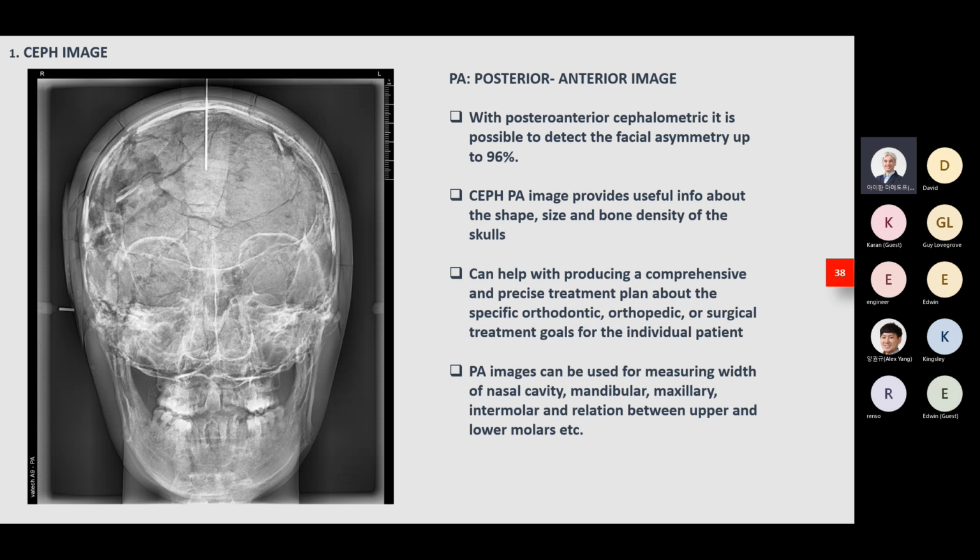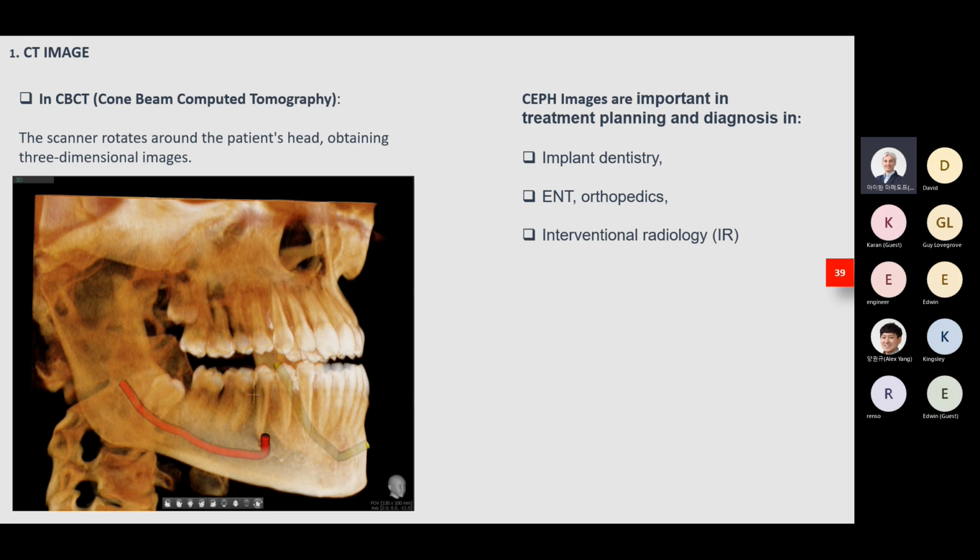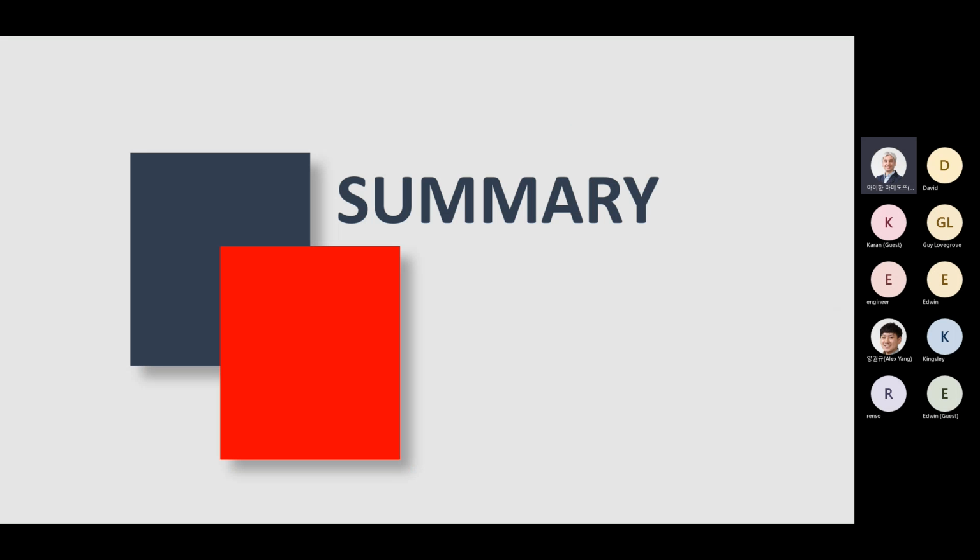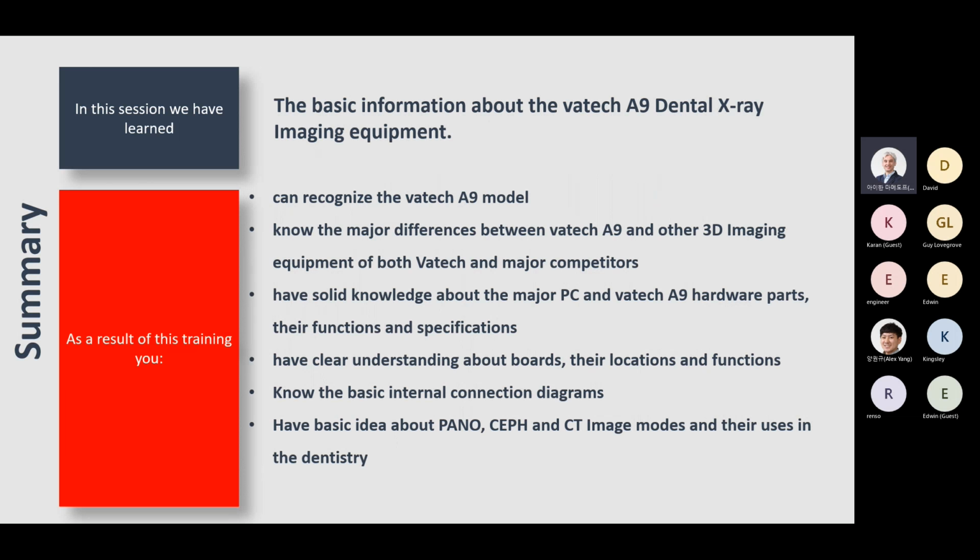The same goes for the posterior and anterior images. All these vocabularies and the general requirements of these images and their functions are good to know. You don't have to as a service manager, but it would still be nice to know them. So today you learned, or are supposed to learn, how to recognize VATECH A9.